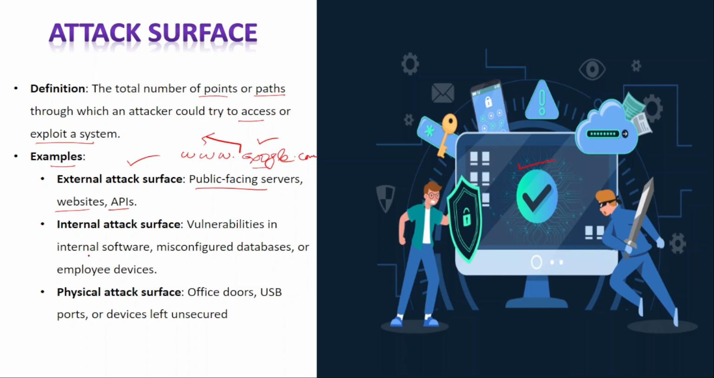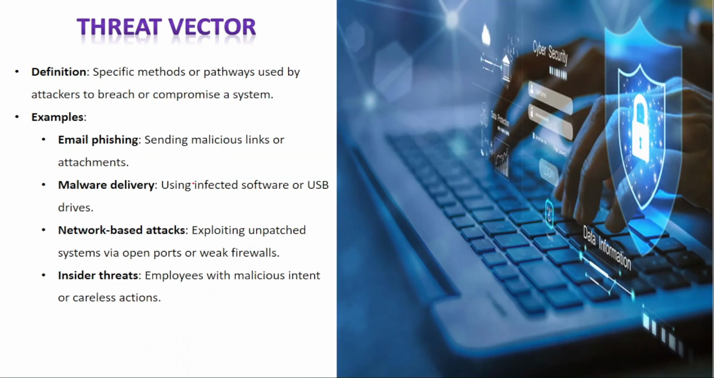These include vulnerabilities in internal software and misconfigured databases. Databases are usually not accessible externally. They are behind firewalls and inside the internal network or employee devices. Similarly, another example is the physical attack surface, for example, office doors, USB ports on your laptop or PC, or devices that are left unsecured.